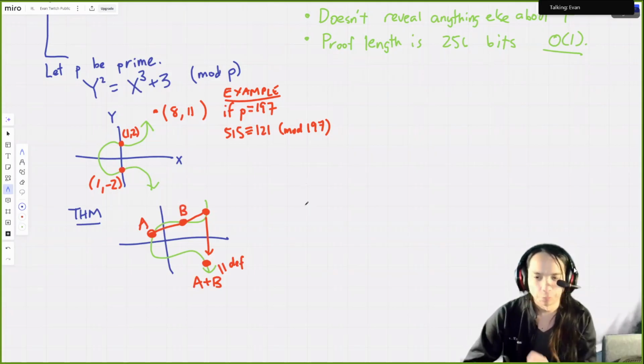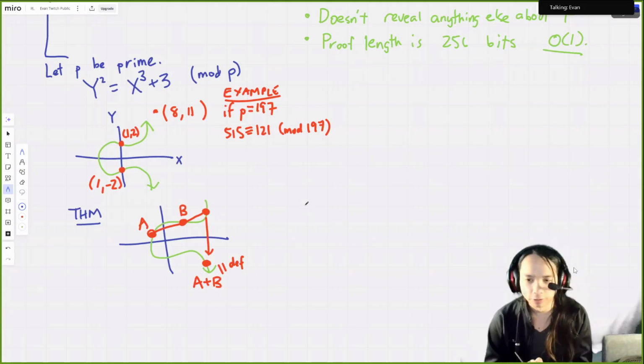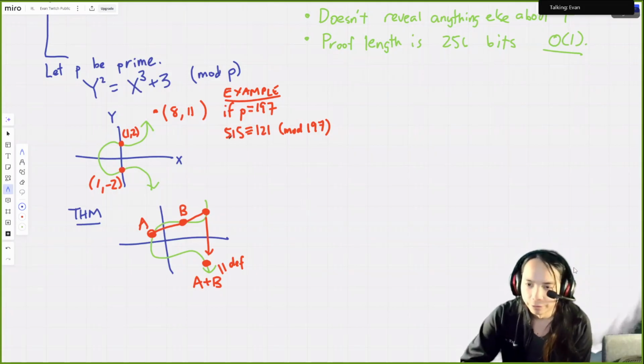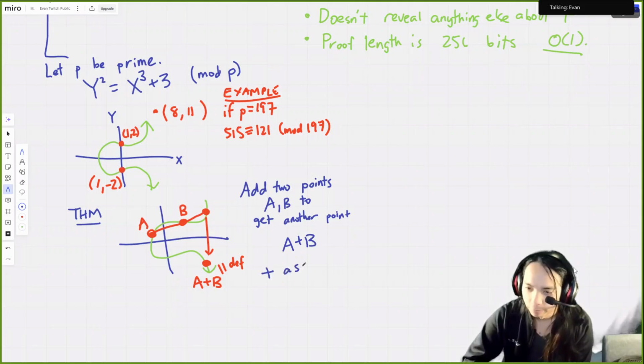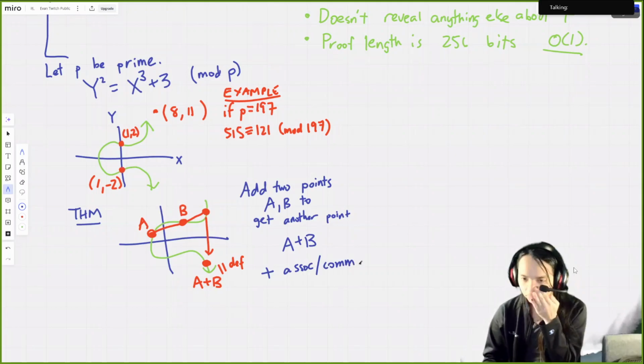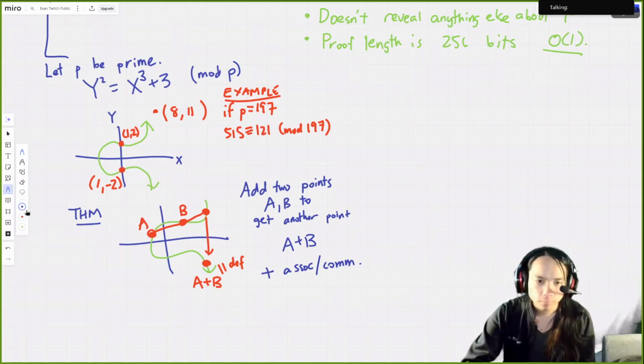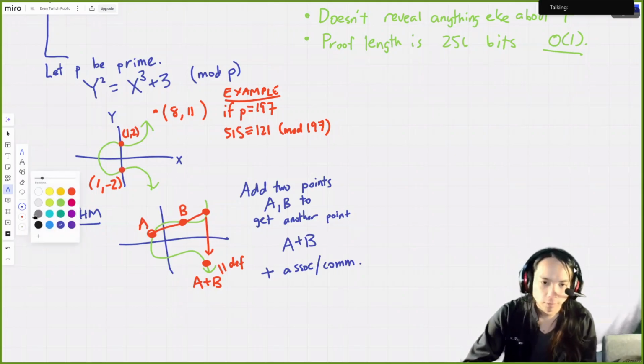So it turns out, and this is kind of the black magic of elliptic curves, so I'm not going to talk too much about it. But there is a way to add 2 points A, B on the curve to get another point A plus B. And this plus is associative and commutative.